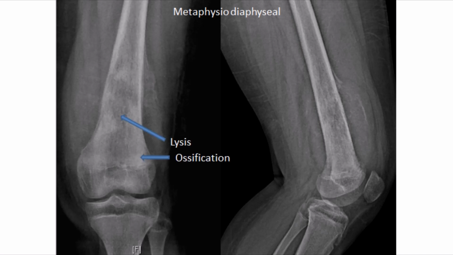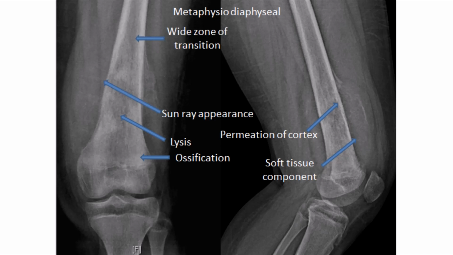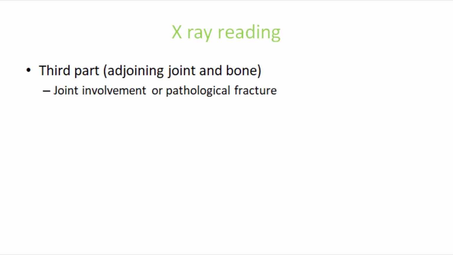To summarize, second part of radiograph reading for this radiograph is: there is a lesion in the metaphysiodiaphyseal region showing lytic and osteoblastic matrix. There is a permeation of cortex and soft tissue component. Zone of transition is wide and there is a sunburst type of periosteal reaction and Codman triangle is seen.